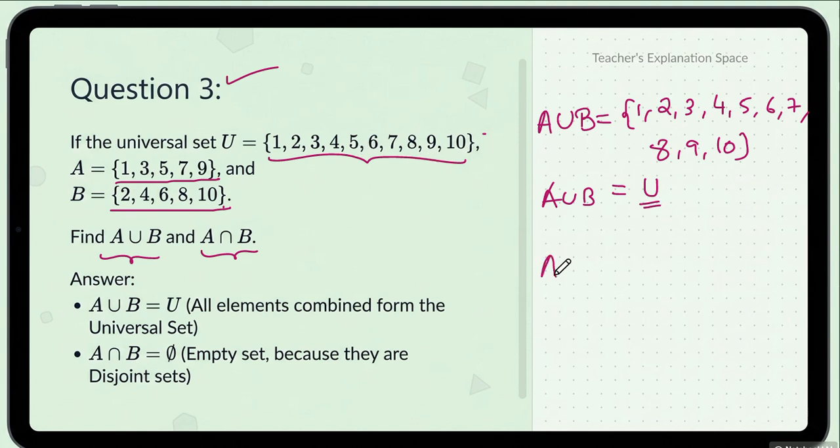Now the second question, A intersection B. Intersection means we only write down the common elements. So is there any common element in set A as well as in set B? No, there is no common element. So if there is no common element, what is the answer? Empty set. We can write the empty set like this, or like this. So the intersection answer is empty.